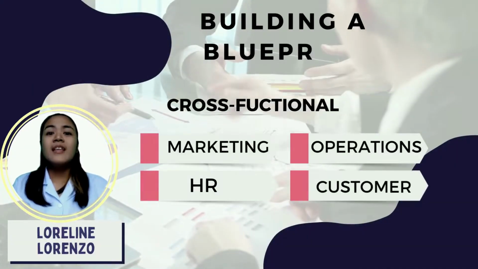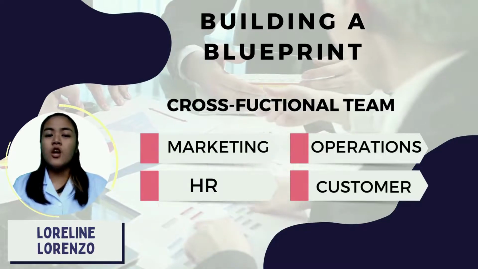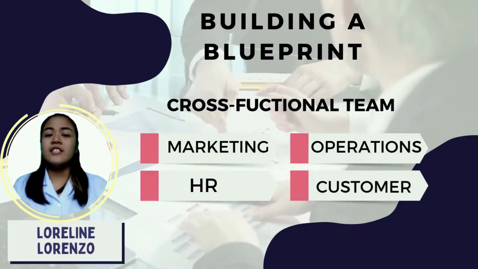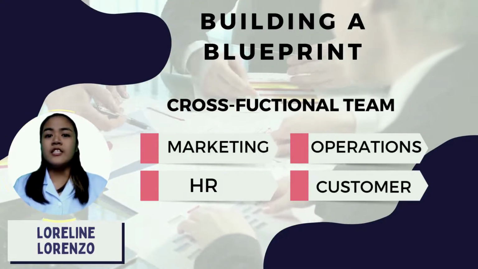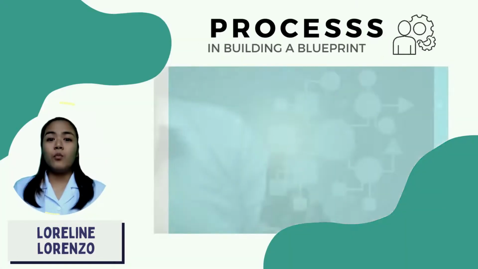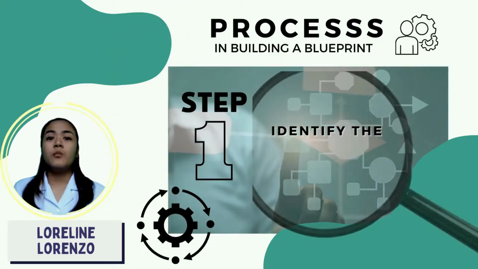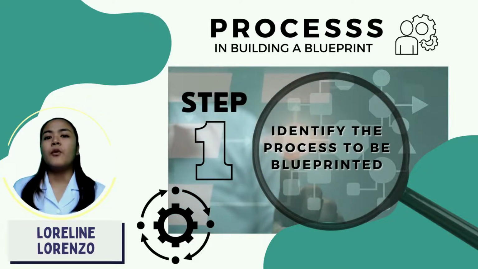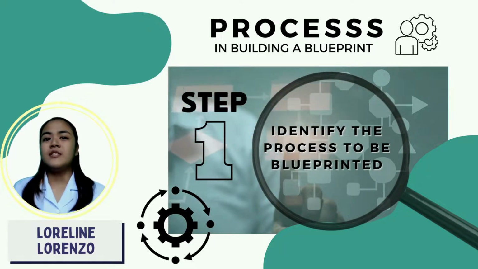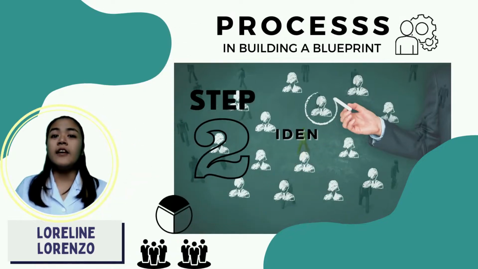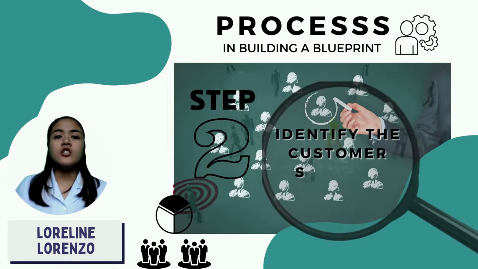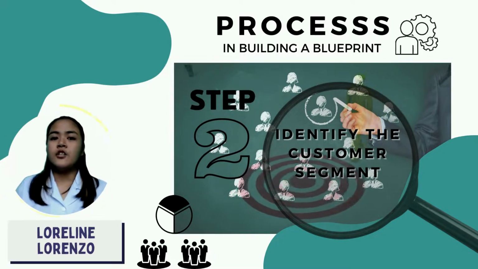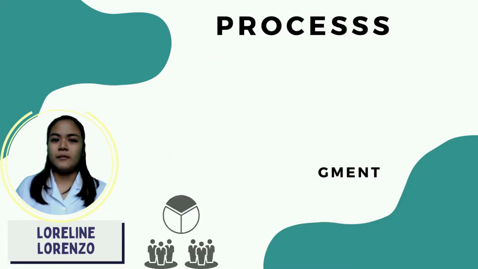Next is building a blueprint. This consists of a cross-functional team with members from marketing, HR, operations, and in some cases even customers. Here is the process of building a blueprint. Step 1. Identify the process to be blueprinted. Whether it is a main process or sub-process, it's important to have identified what it is beforehand. Step 2. Identify the customer segment. Different customer segments may have different needs and requirements. Therefore, your service may change from segment to segment.